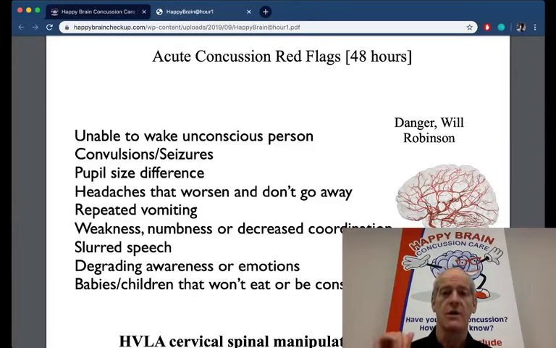Get that person evaluated. Slurred speech. They've been in an accident, they've got a brain injury, and they're slurring their words. That usually indicates bleeding in the brain. Time to go to the hospital.